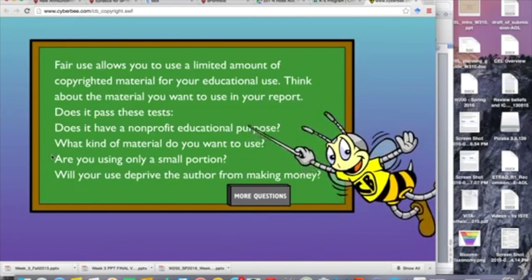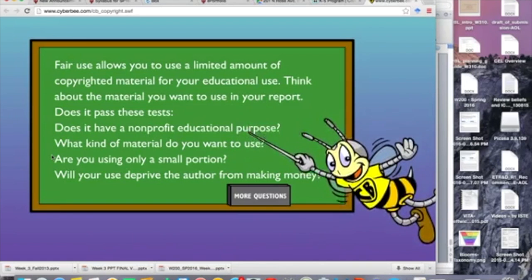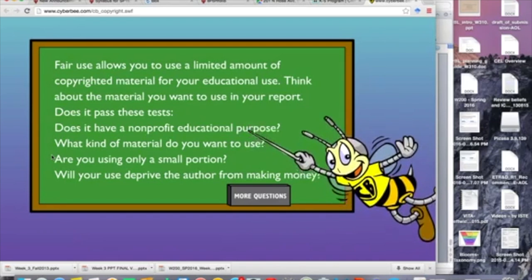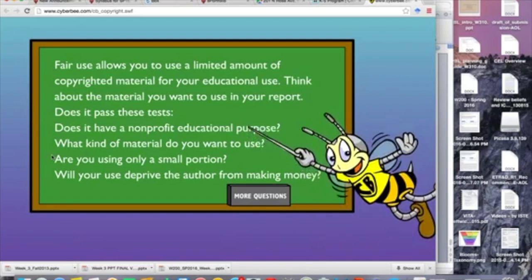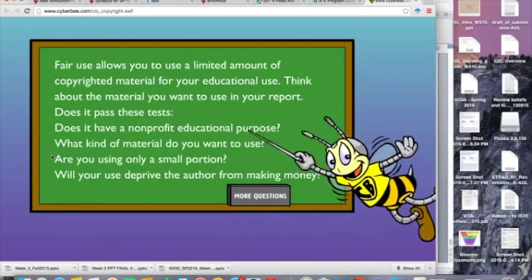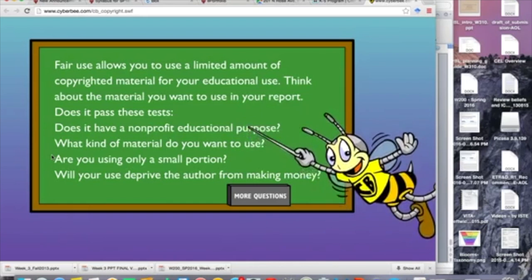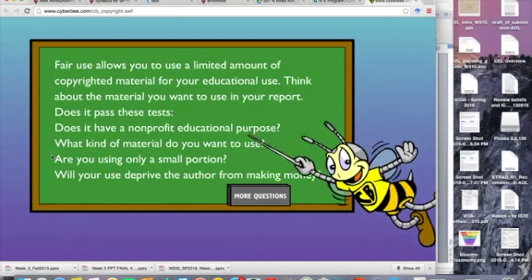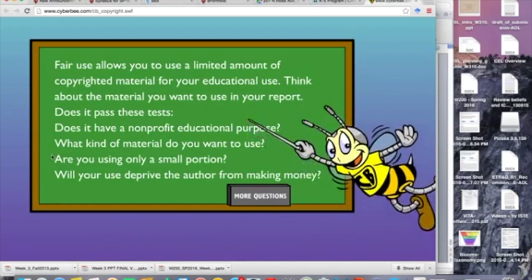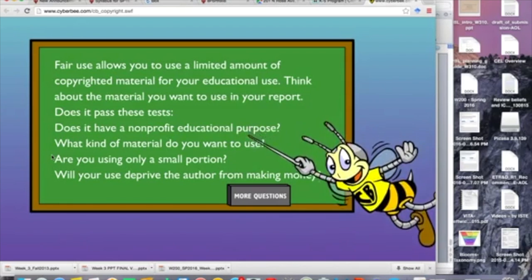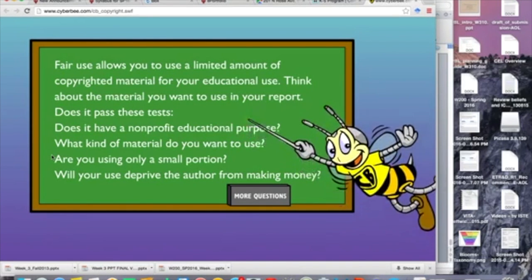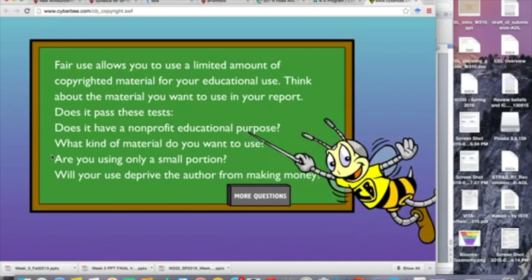And so let's talk about fair use. Fair use is this special thing that applies to educators, and it applies to some other things like satire. But fair use allows you to use a limited amount of copyrighted material for educational purposes. And so here are the 4 questions that the bee is so annoyingly going up and down on. Does it have a non-profit educational purpose? Meaning, would you be using it for non-monetary purposes, and for educational purposes too?